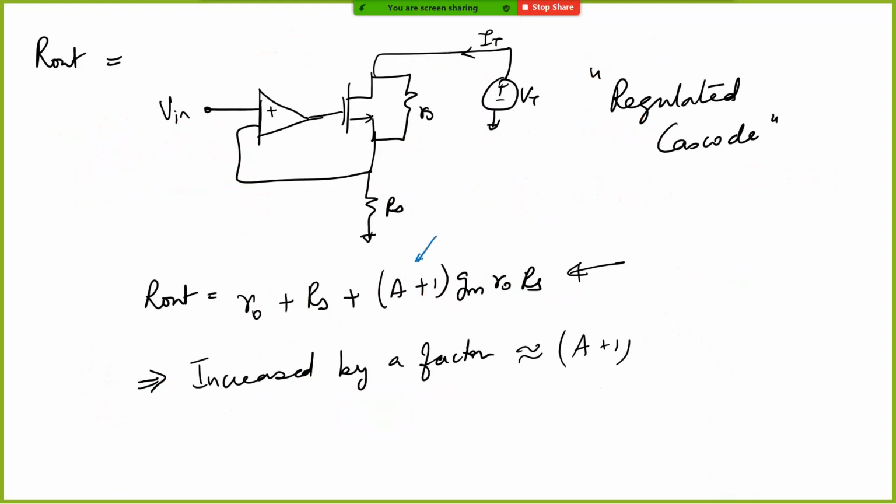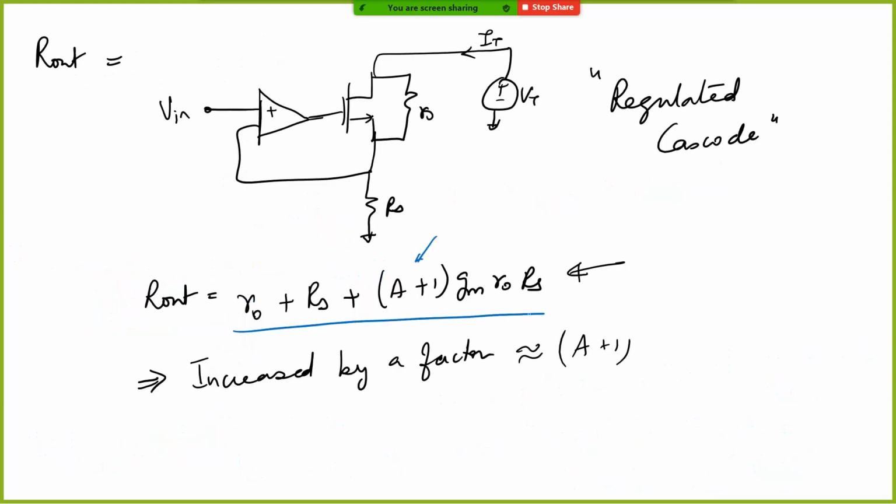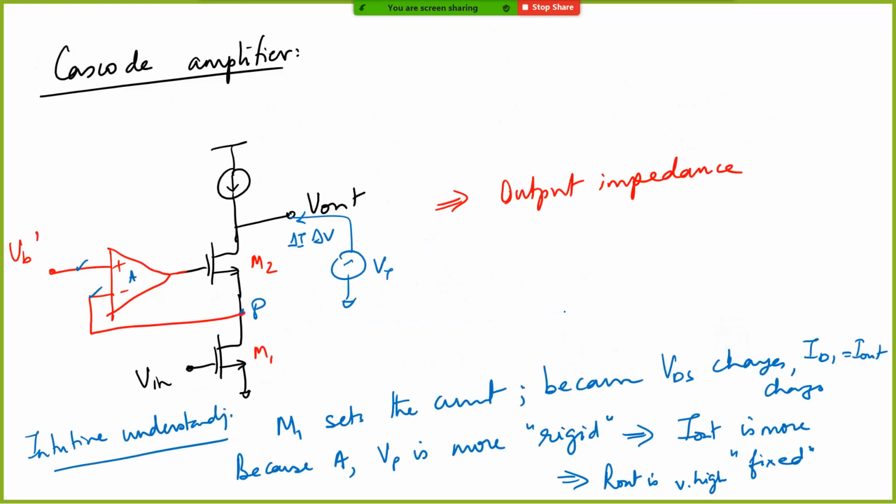So the higher the gain, we know that the error voltage between the plus and minus terminals of this op amp is going to be very low, right? Which basically means that the node P is going to be more fixed or more rigid, which basically means that IOUT variations are extremely low. Which obviously means that output impedance is very high. That is exactly what we are seeing in this equation. Higher the gain, the higher the output impedance. This is an intuitive way of understanding what exactly is happening.